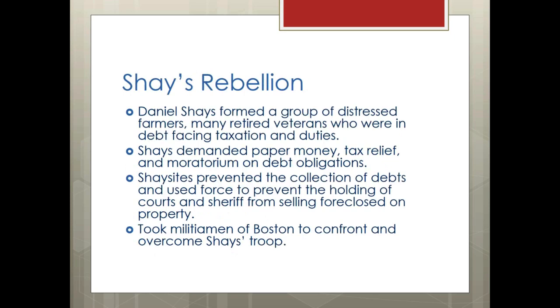Shays Rebellion involved Daniel Shays, who formed a group of distressed farmers, many retired veterans, who were in debt facing taxation and duties. Shays demanded paper money, tax relief, and a moratorium on debt obligations. Shays and the group of distressed farmers actually revolted, burned down some courthouses, refused to pay their debts, and were on their way to, and did try to, obtain firearms from the U.S. arsenal. They were put down by the militia, but nonetheless, this reflected the anger and the resentment that many had in the states as a result of the taxes and duties imposed upon them.